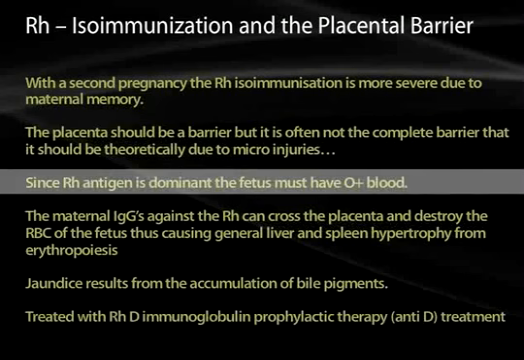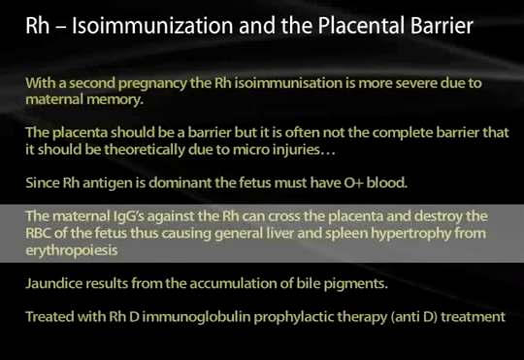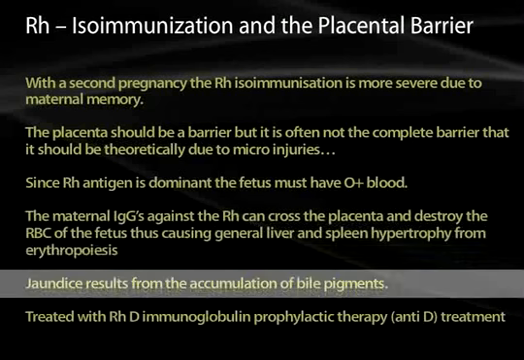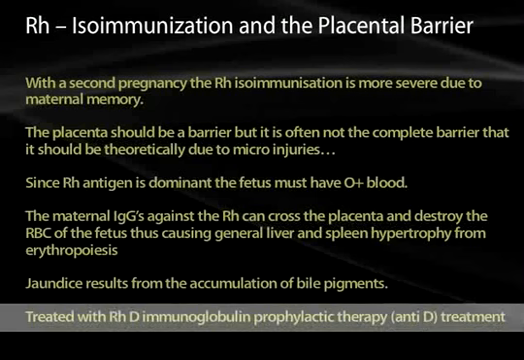The Rh antigen is going to be dominant, and the fetus must therefore have the O positive blood that the father had, and therefore this fetus is at severe risk. The IgG are going to be made against the Rh, can cross the placenta and then destroy the red blood cells of the fetus, which is going to cause general liver and spleen failure and hypertrophy from erythropoiesis that's going on. Typically, jaundice would be a result with the accumulation of the bile pigments, and now this has been fairly well recognized and can be treated with RhD immunoglobulins prophylactically as long as the mother is getting good prenatal care.